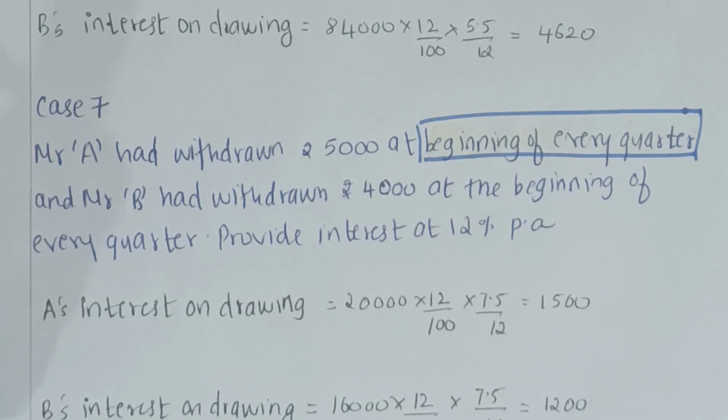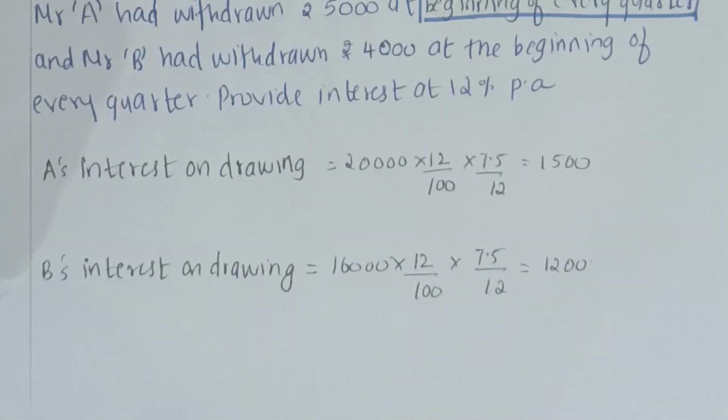When it is the beginning of the month, it will be 6.5 by 12, in the middle of every month it will be 6 by 12, and when it is at the end of every month it will be 5.5 by 12. So this is about quarter. Whenever it is at the beginning of a quarter, we will take 7.5 divided by 12.